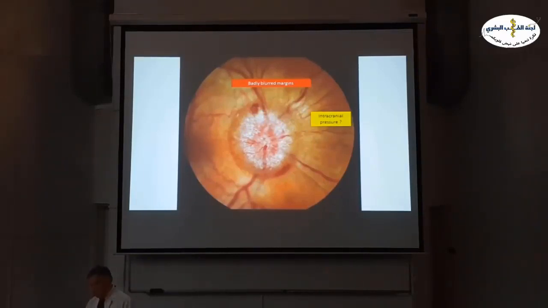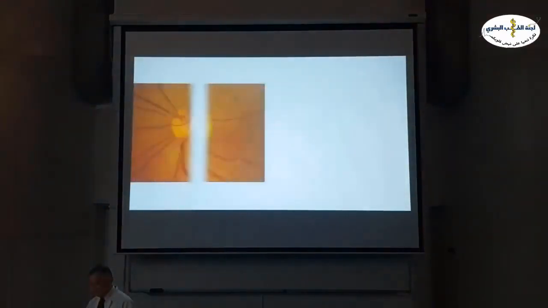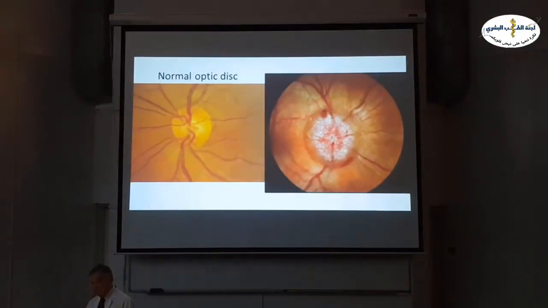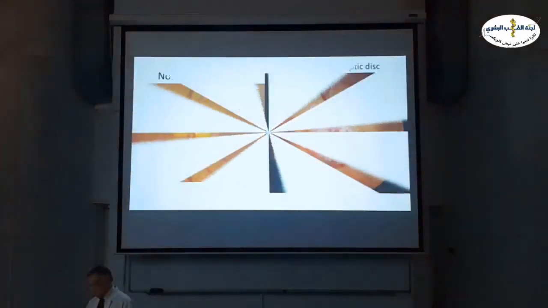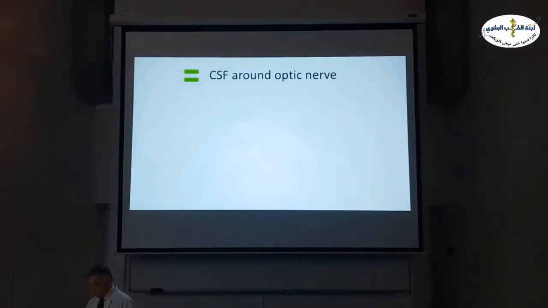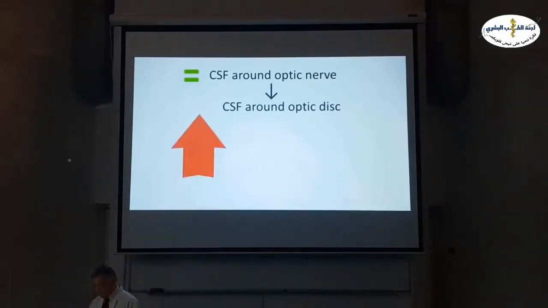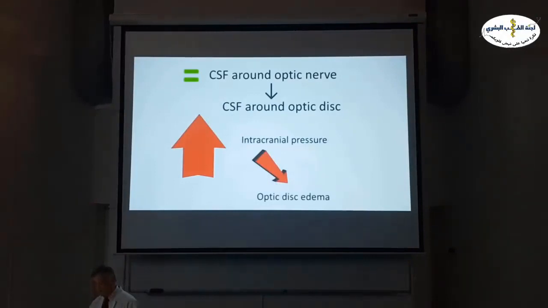Why? Well, because of increased intracranial pressure. This is a normal optic disc. This is papilledema. Okay. CSF is around the optic nerve. The optic nerve is an extension of the brain. Therefore, CSF is around the optic disc. Increased intracranial pressure. Check the optic disc. It will result in optic disc edema. It's dangerous. Loss of vision.